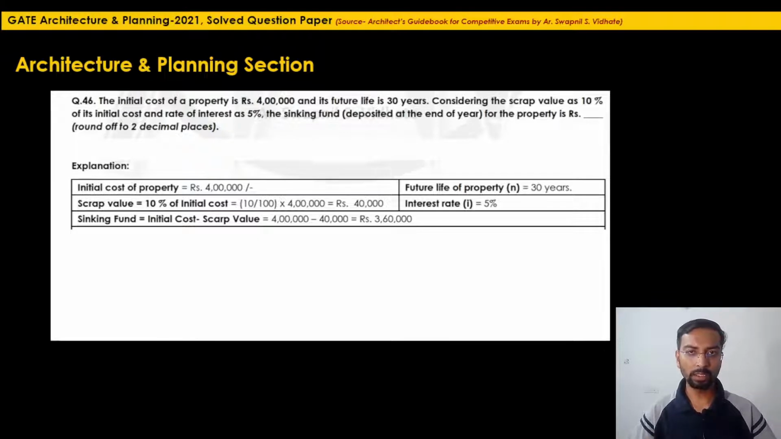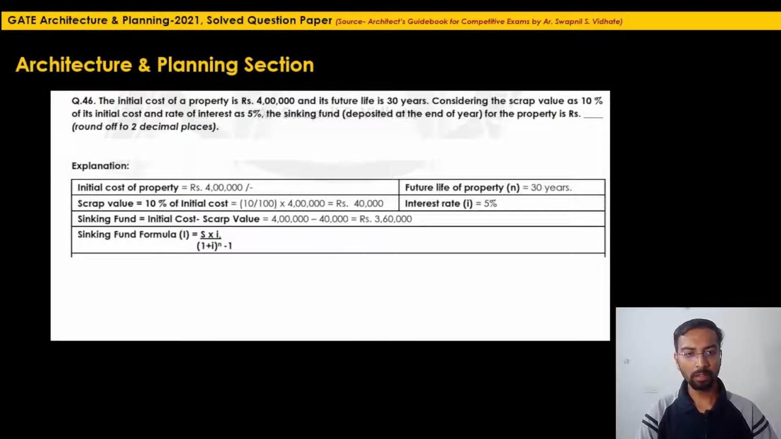We have to collect 3,60,000 rupees in 30 years, considering the rate of interest as 5%. That is the basic calculation for this sinking fund formula. So the formula is I (the installment) equals S times i, where i is the rate of interest, divided by (1 plus i) raised to N, minus 1. Note that the N is only the exponent of the bracket (1 plus i); the minus 1 is separate.